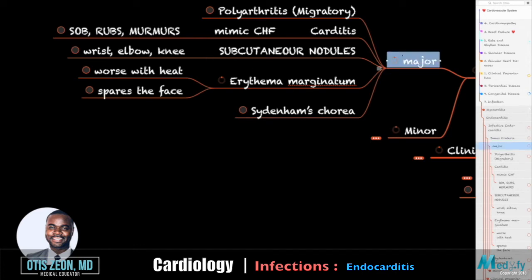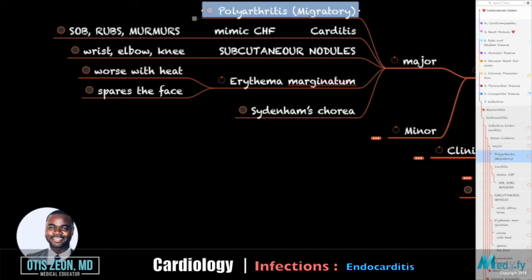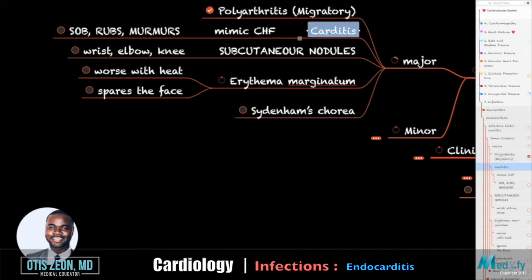In terms of the major criteria, you have polyarthritis. Read your clinical vignette very carefully. They will say the child has some kind of pain in their bigger joints, and then 3 days later, it leaves that joint and goes to another joint, simply meaning that this is a migratory arthritis. It goes from one joint to another. The next one is carditis, which is inflammation of the heart.